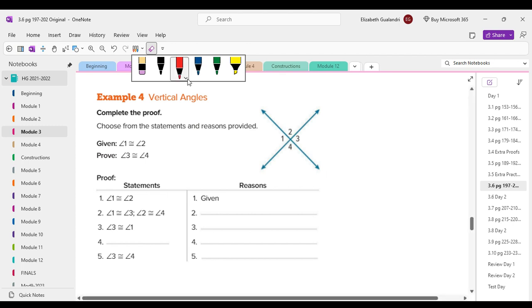Okay, looking at vertical angles, let's see what we have here. So angle 1 is congruent to angle 2, and we want to prove angle 3 is congruent to angle 4. So we state our given, then we state angle 1 is congruent to angle 3, angle 2 is congruent to angle 4. So a reminder on statements.